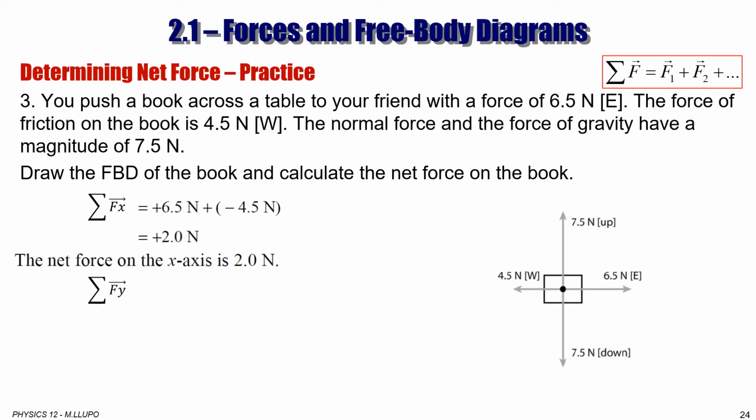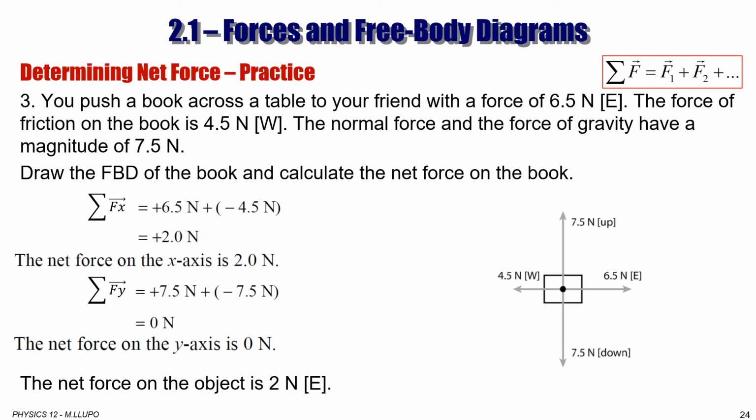Then on the y-axis, they are all the same. One is positive, 7.5 up, and the down is negative. They cancel each other. The sum of forces on the y-axis is 0. So the net force is just that force that was on the x-axis. So the net force on y is not having any effect at all. So the net force is 2 Newton east.